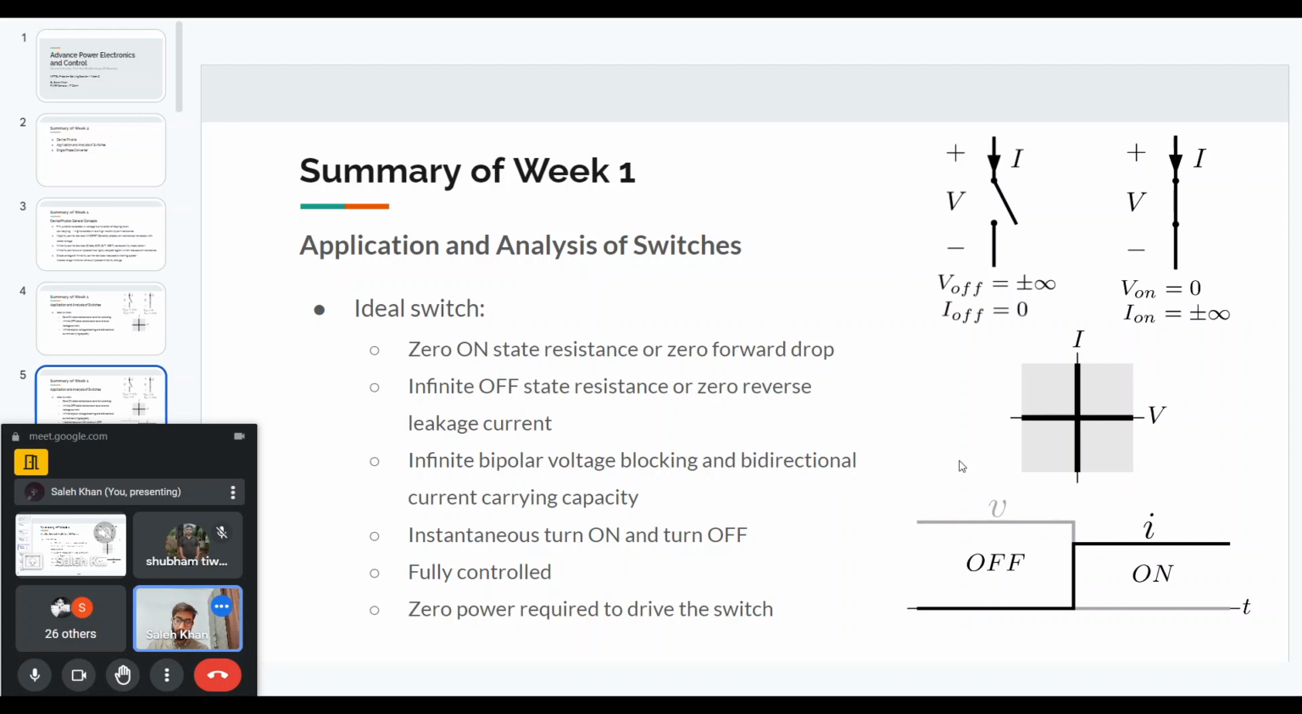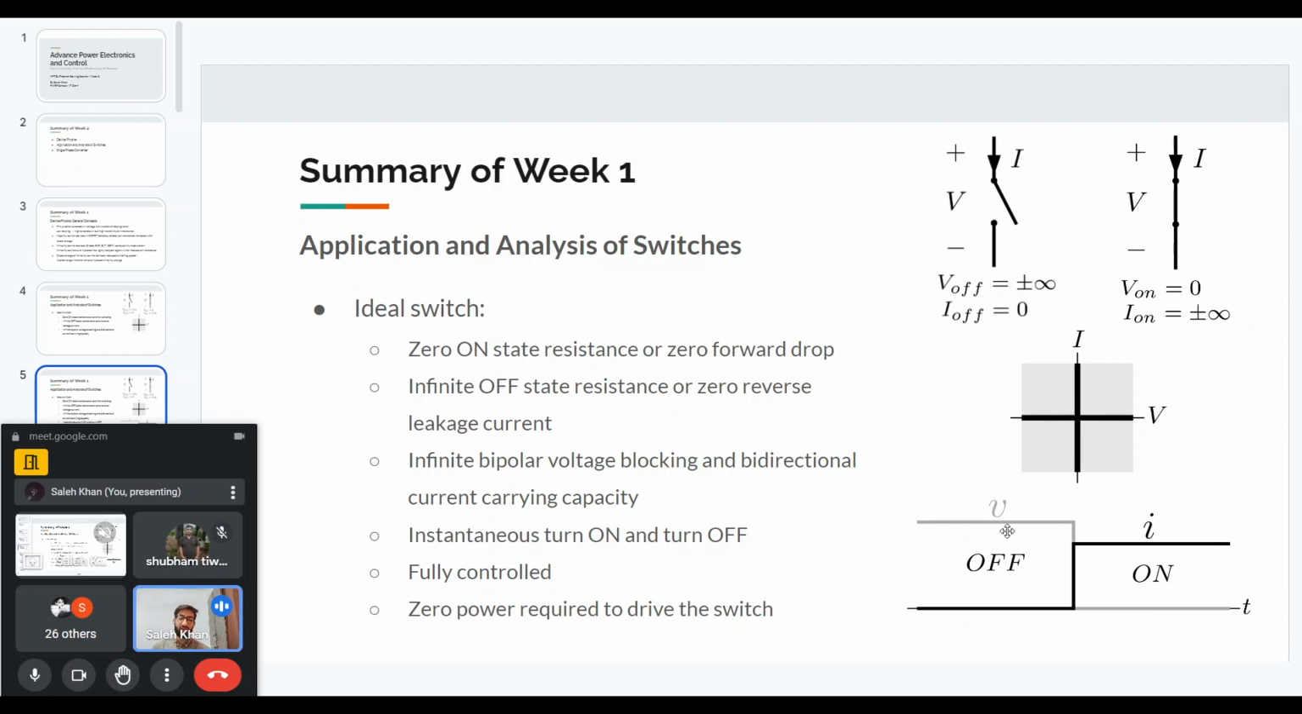So another property of an ideal switch is that it should have an instantaneous turn on and turn off. So what does that mean? So when the device is off, it will block some voltage. So there will be some voltage V across that device. While the device is off, the current through the device is zero and it has some voltage across it. Now, when the device turns on, then it will have some positive current or some negative current depending on the device. But let's say it has a positive current and the device voltage will be zero.